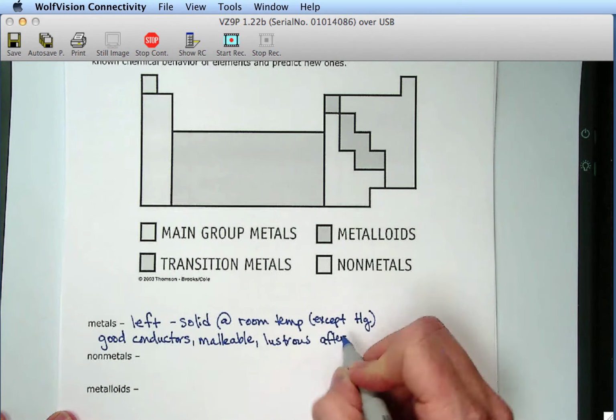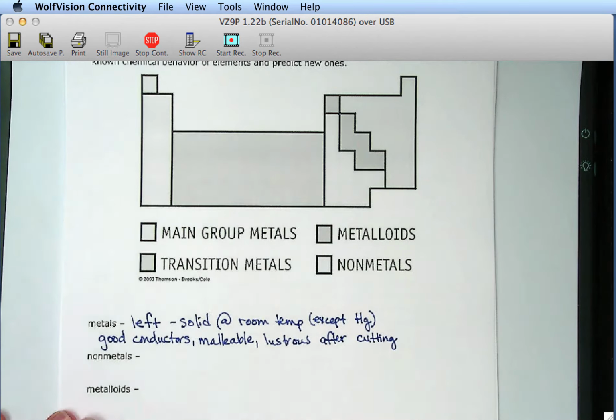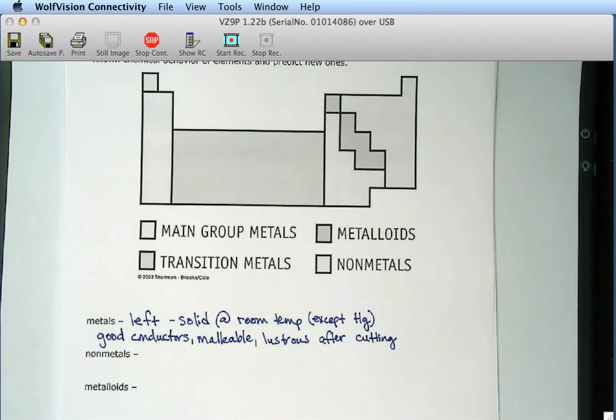They're lustrous after cutting. So there are some metals that when you work with them in the lab, they're very dull, and then you cut it and it's very shiny. That's where it's reactive. There's a lot of oxidation that takes place at the surface of these metals.